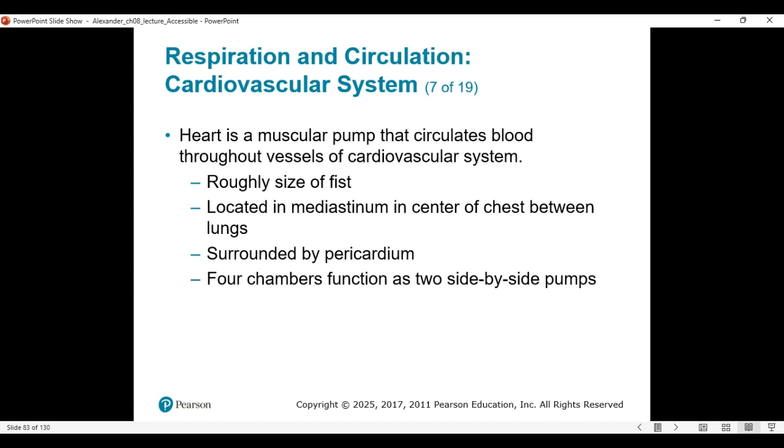The heart is a muscular pump that circulates blood. It's roughly the size of your fist. It's located in the mediastinum between the lungs, surrounded by a pericardium, which is a protective sac. It has four chambers and functions as a two-sided pump that works simultaneously, with the right side pumping blood to the lungs and the left side pumping it out to the body.